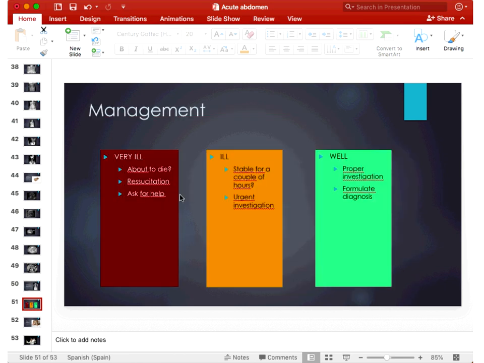What to do? Well, you can ask yourself: if the patient is about to die, I need to rehydrate this patient and ask for help. If my patient is not going to die, but can be stable for a couple of hours, I need to hurry and make an urgent diagnosis. If my patient is in pain, but stable, I can do a proper investigation and make a quick diagnosis.